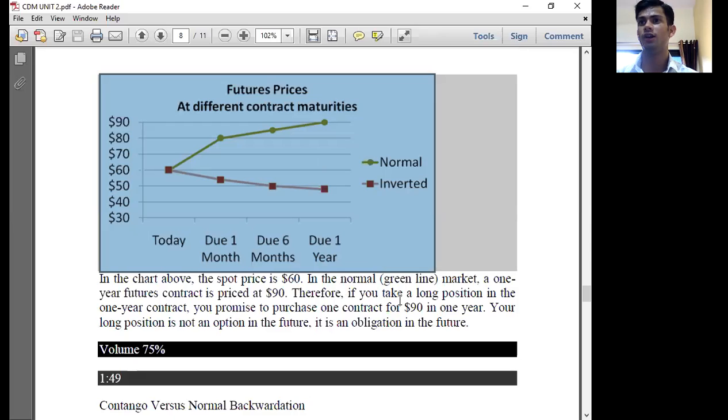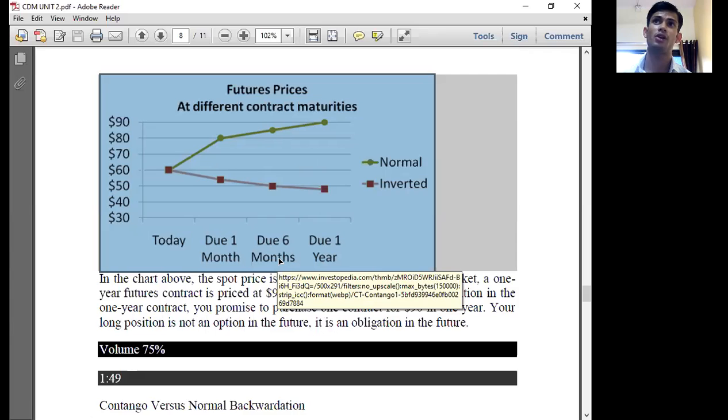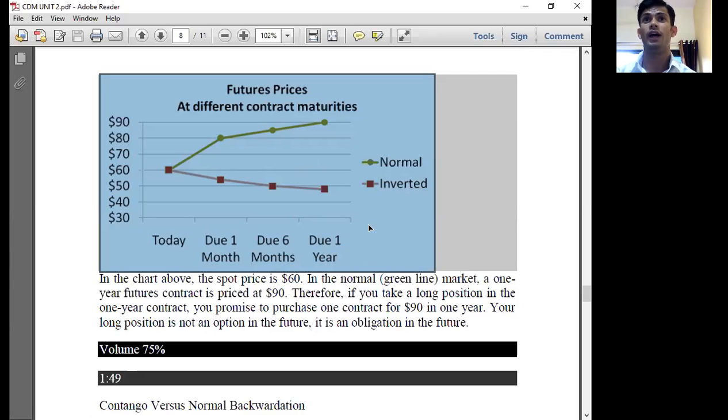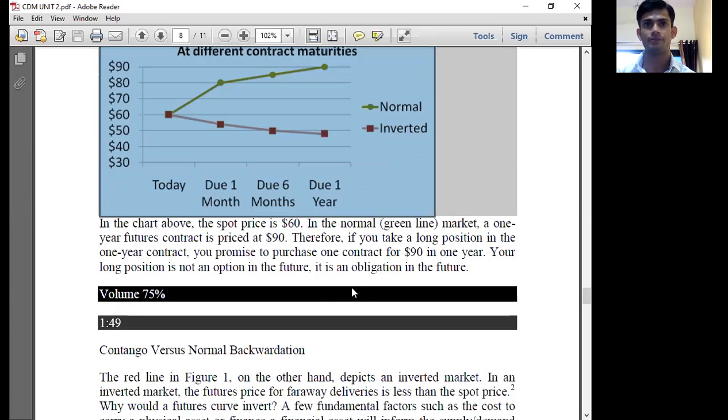Therefore, if you take the long position in the 1 year contract, you promise to purchase one contract for 90 in 1 year. Your long position is not an option to future. But here it's not a future. Maybe the future rates are deducted. The rate can decrease further because in the future the rules and regulations of government policies may change, and that's why it is an obligation in the future.